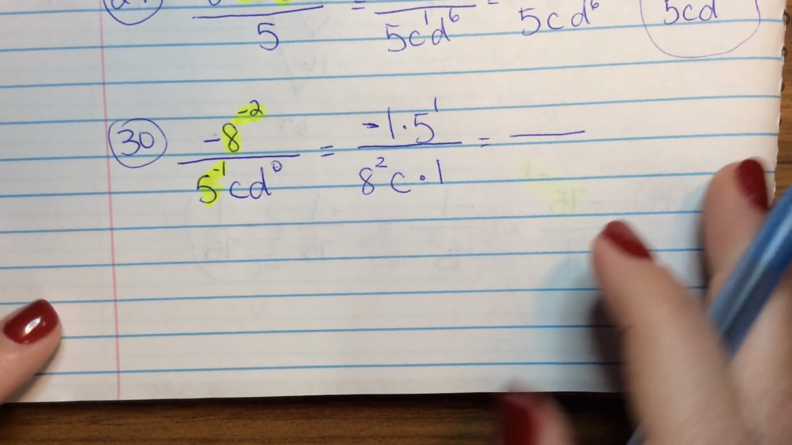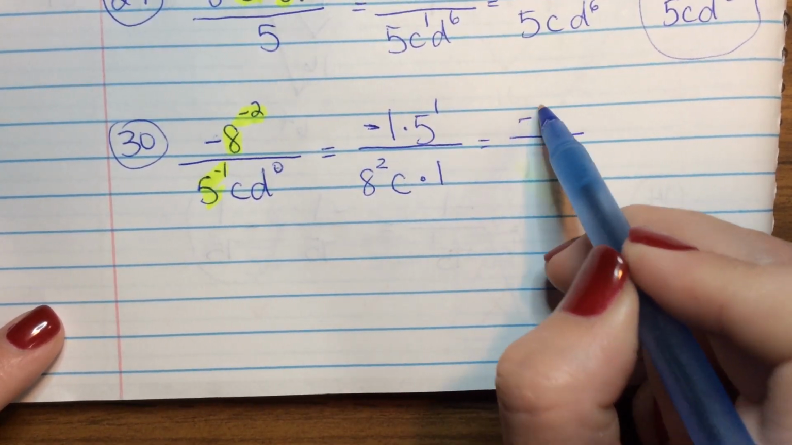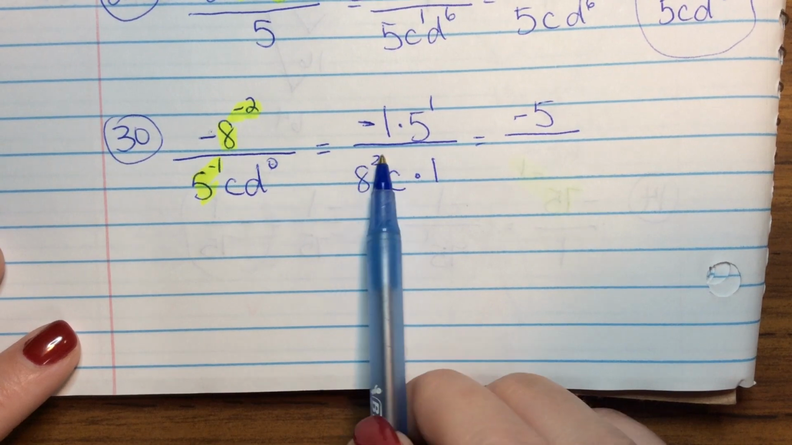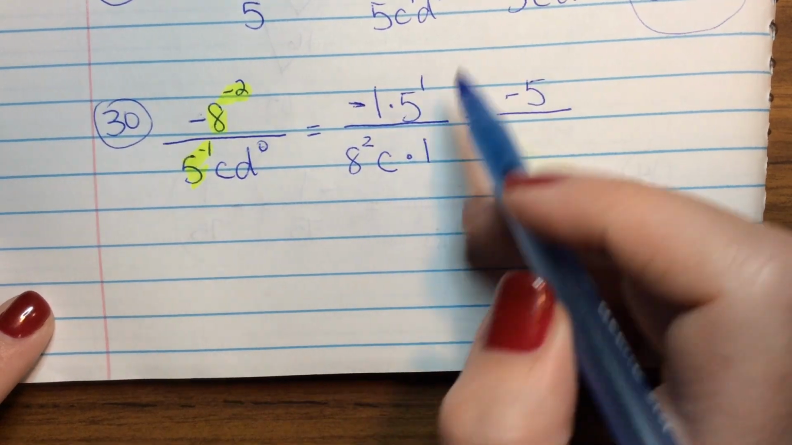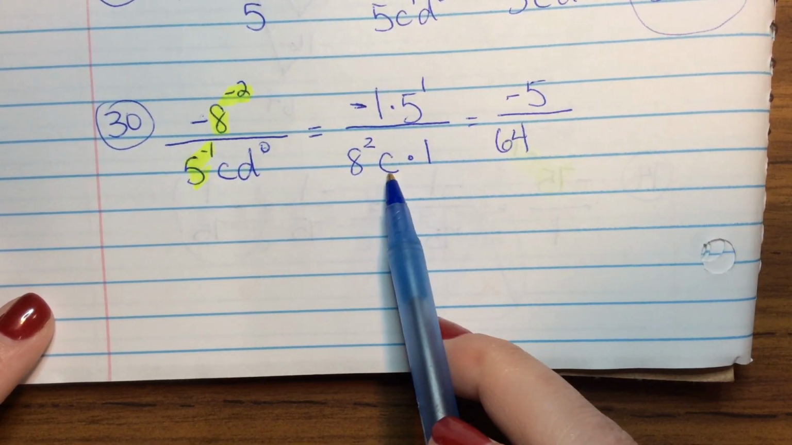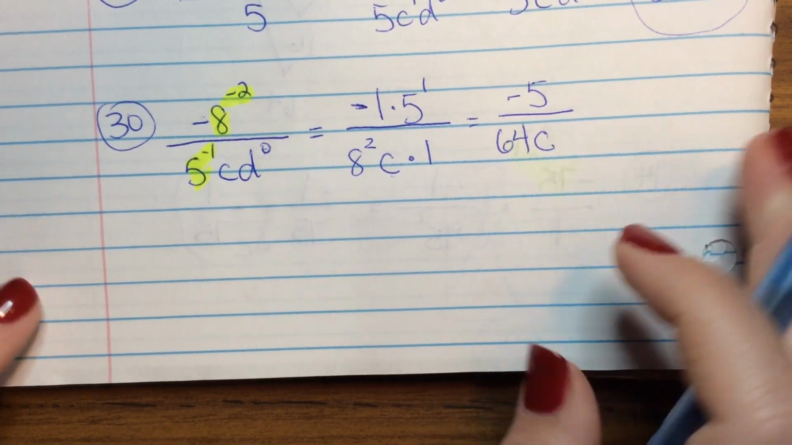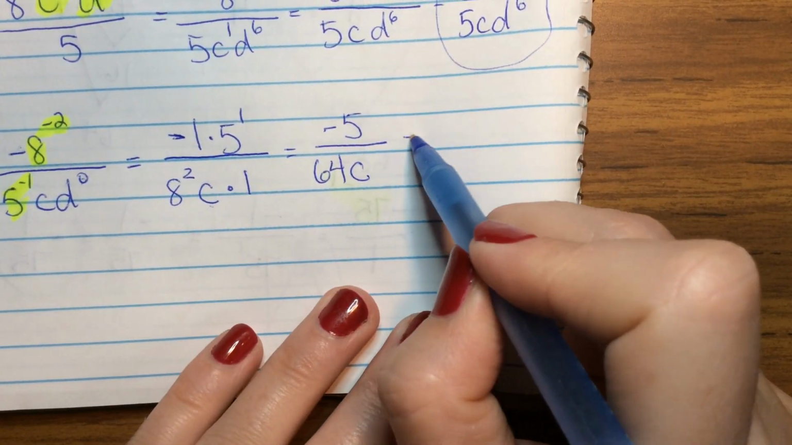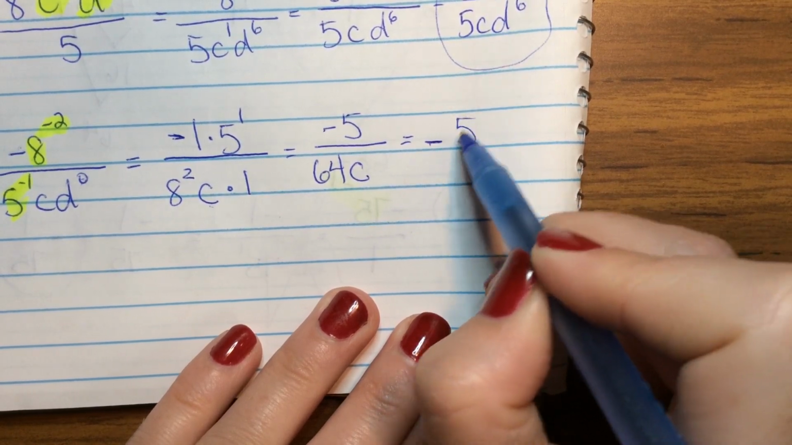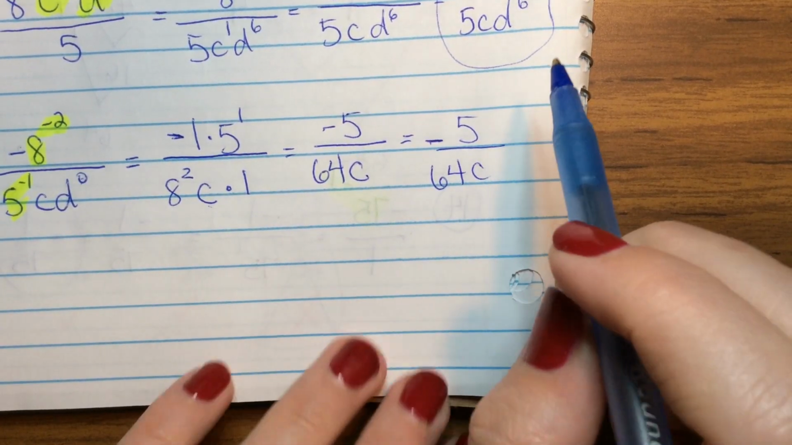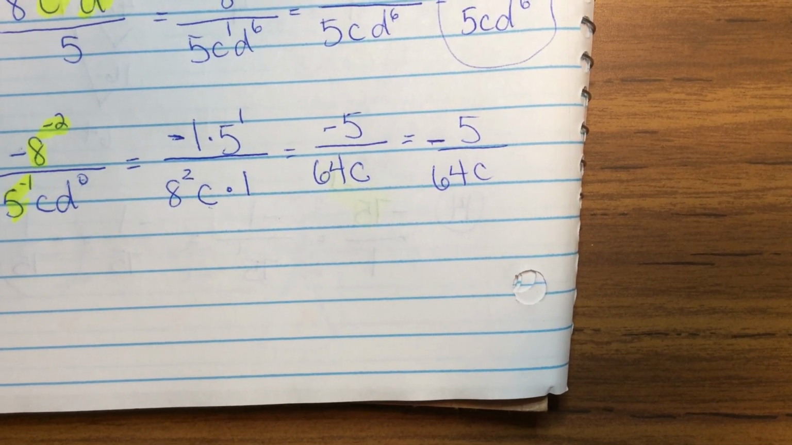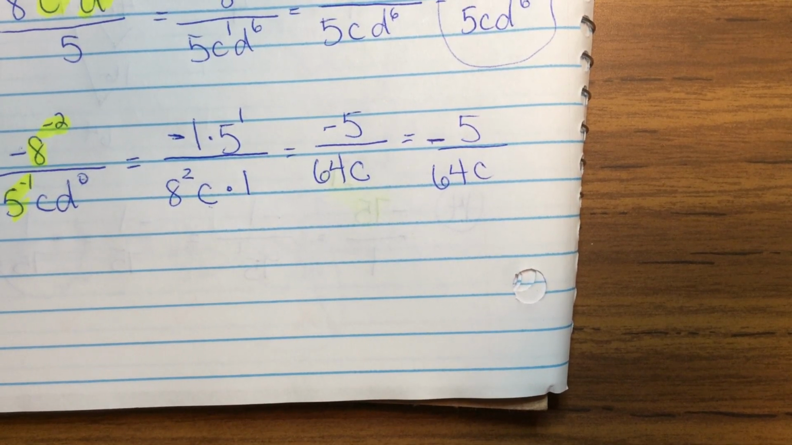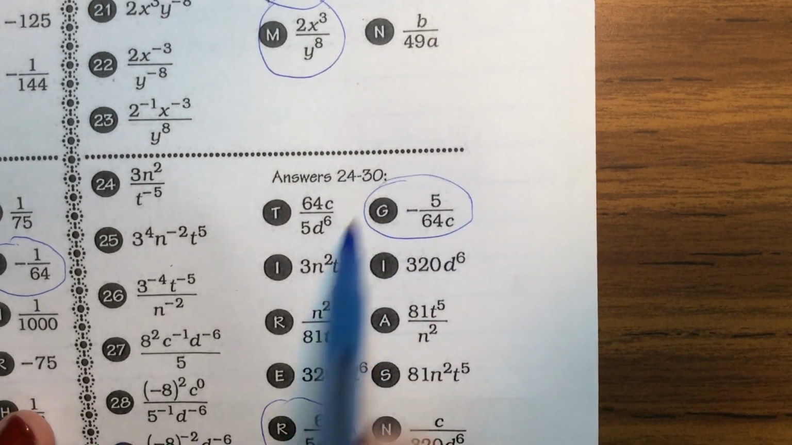So we're going to clean up. -1 times 5 is -5. 8 squared, which we just did up here, is 64. And then c times 1, of course, is just c. I'm going to rewrite it and put the negative out front like they would. And our answer is -5/64 c. Divided by c, really. But okay, I see it. The answer is right here.